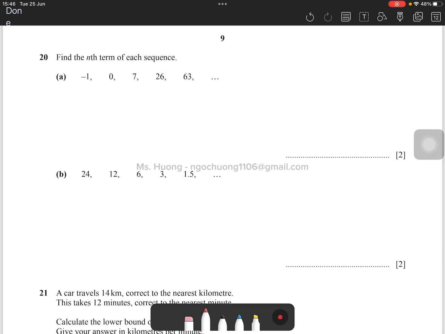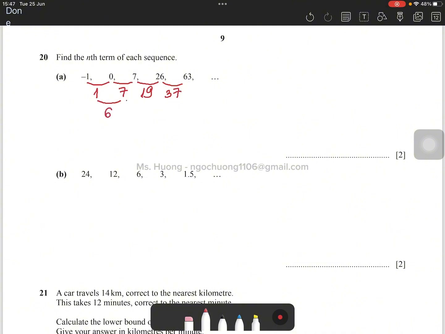Question 20. Find the nth term of each sequence. In the first sequence, we see that the first difference is 1. Negative 1 plus 1 is 0. 0 plus 7 is 7. 7 plus 19 is 26. 26 plus 37 is 63. And the second difference is 6.